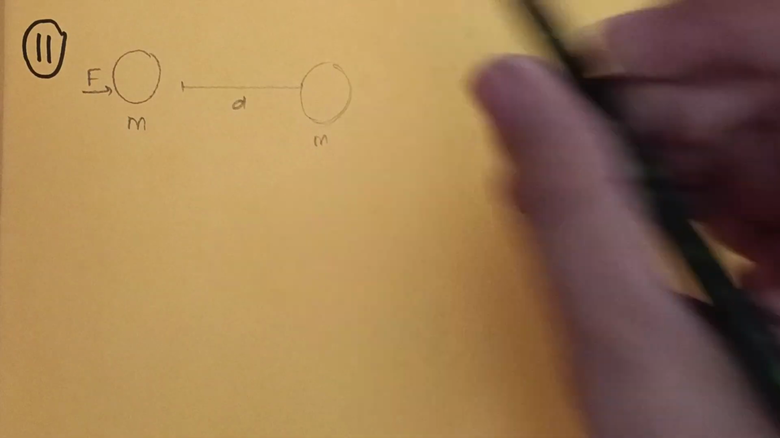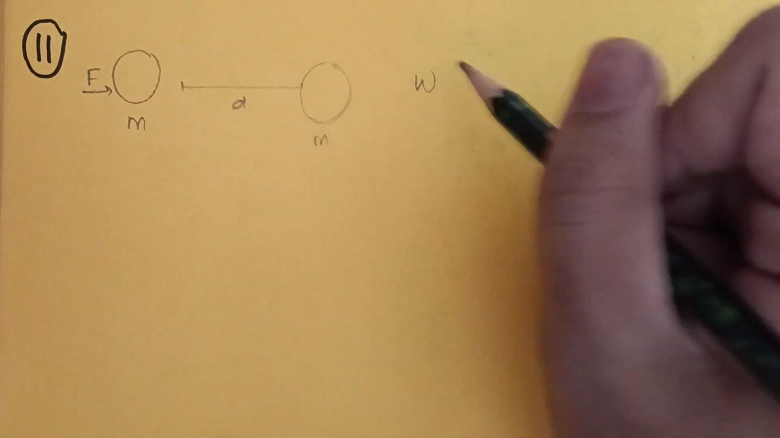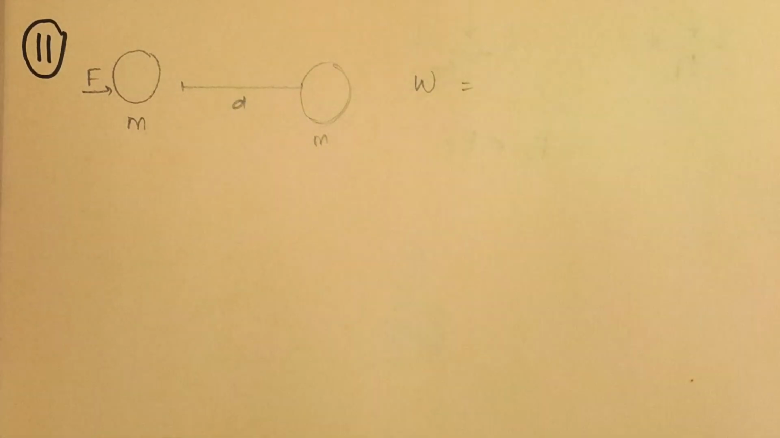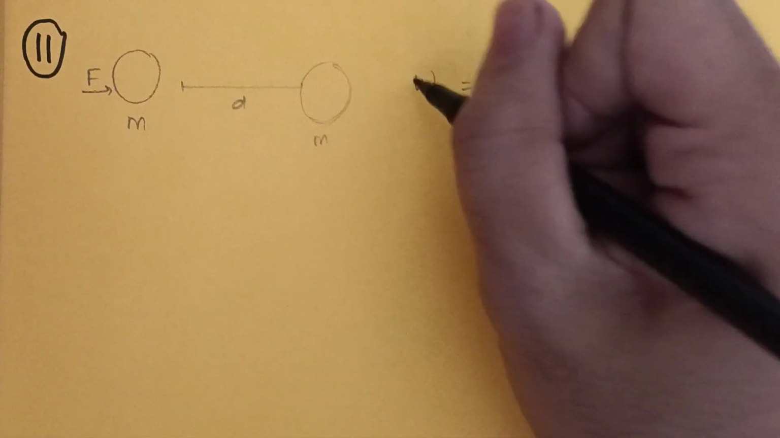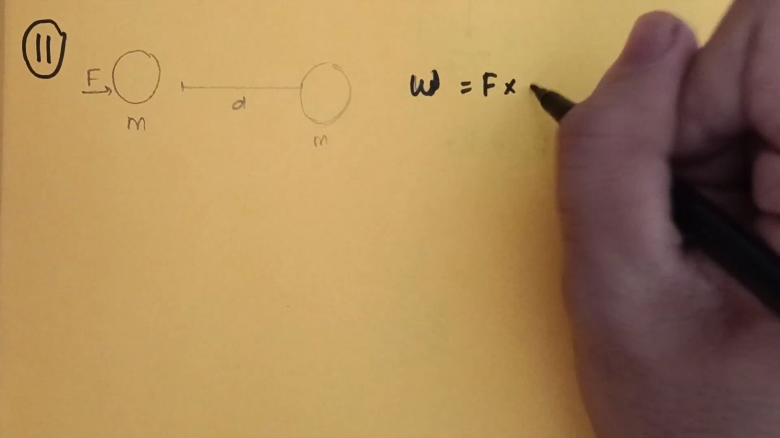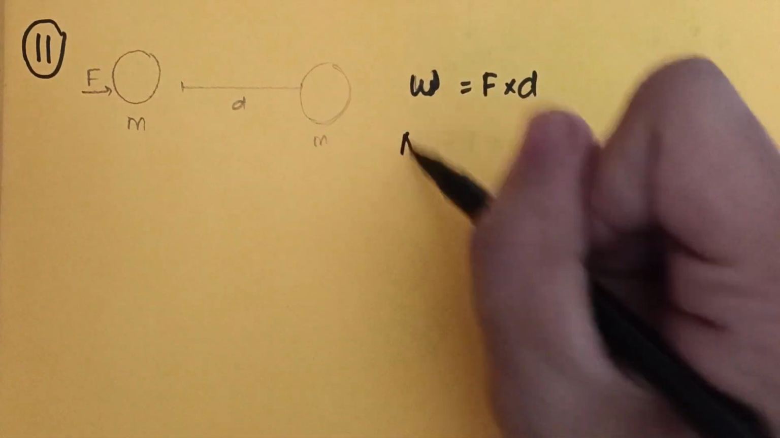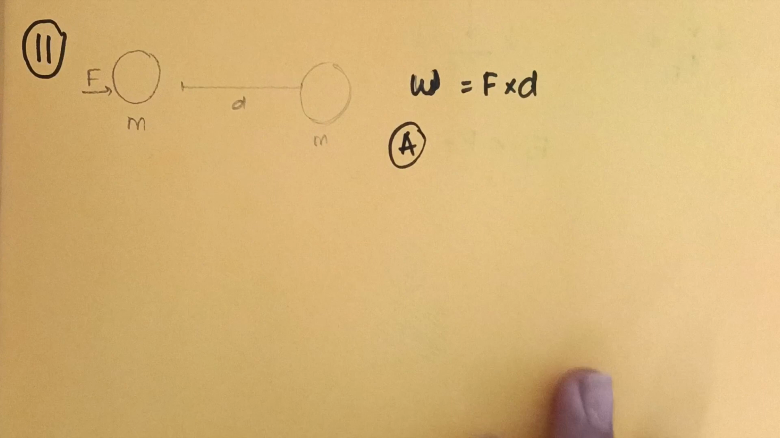This is a direct formula. You have to remember this: W, work done, or energy, we also call it energy, is equal to F multiplied by d. So W is equal to F multiplied by d. Checking the options, option A is correct.